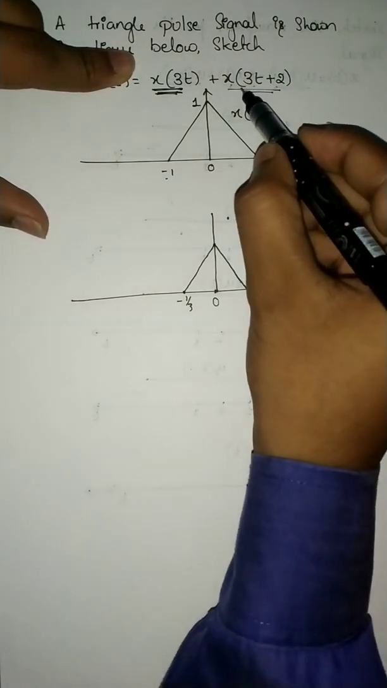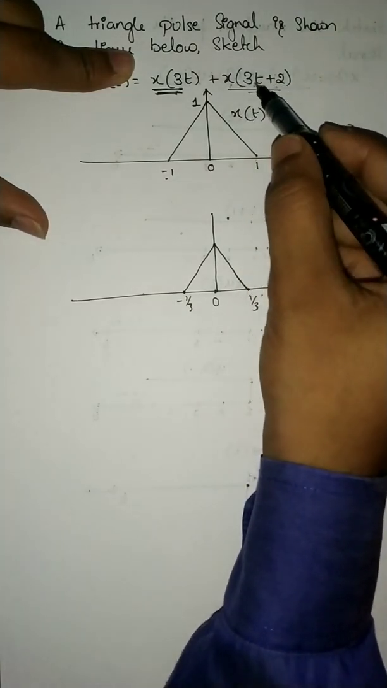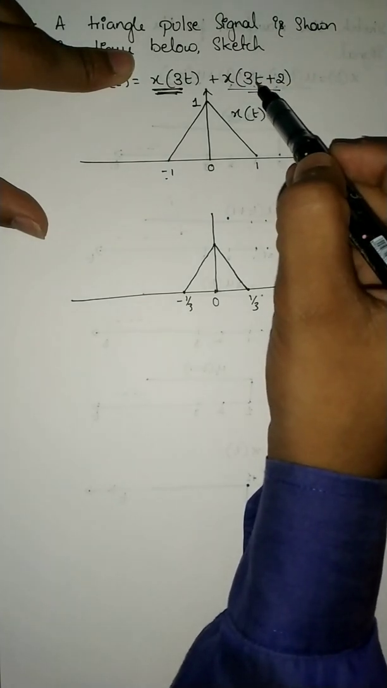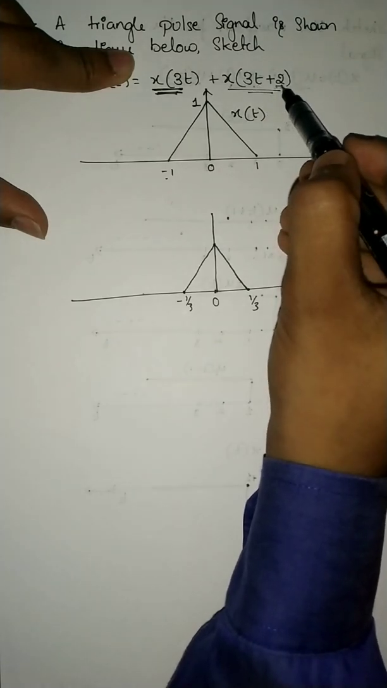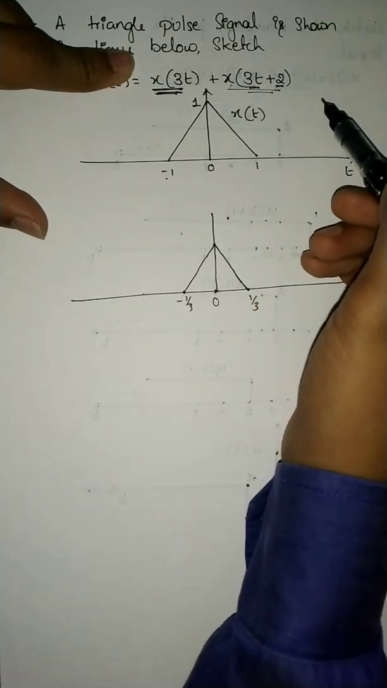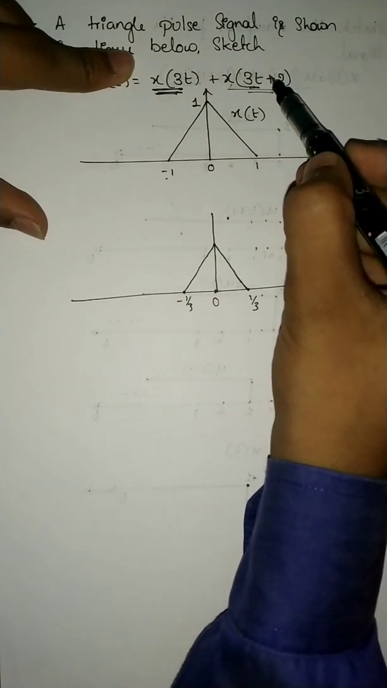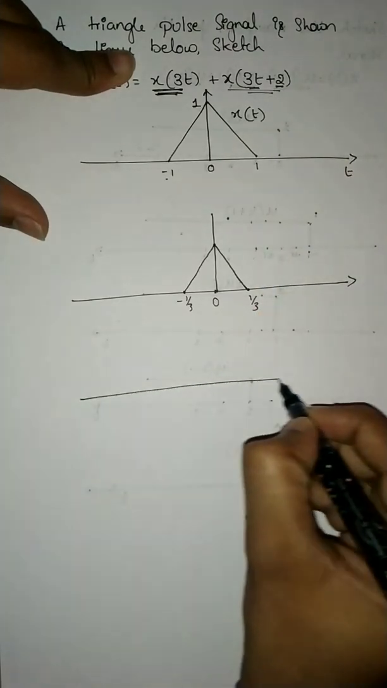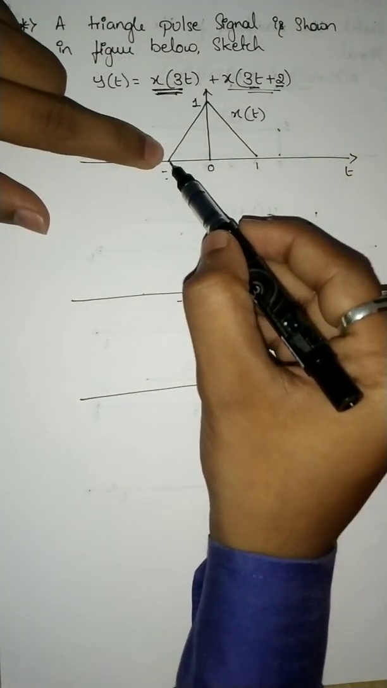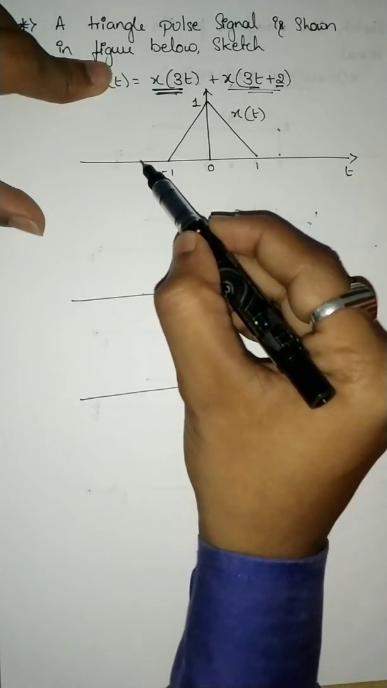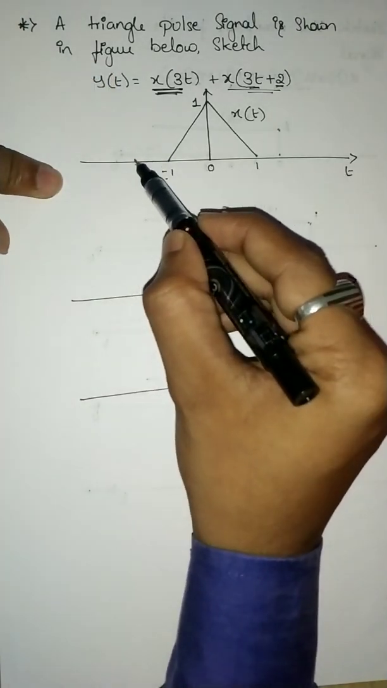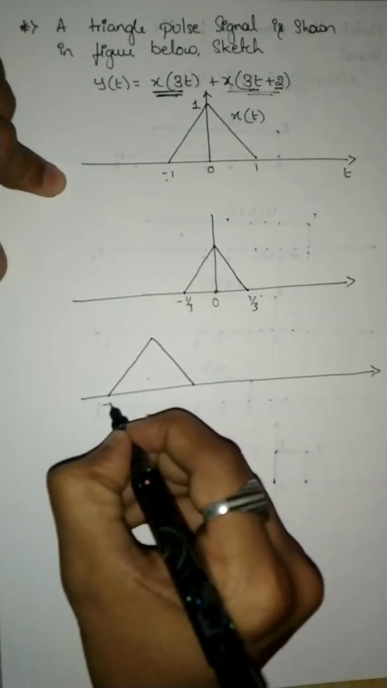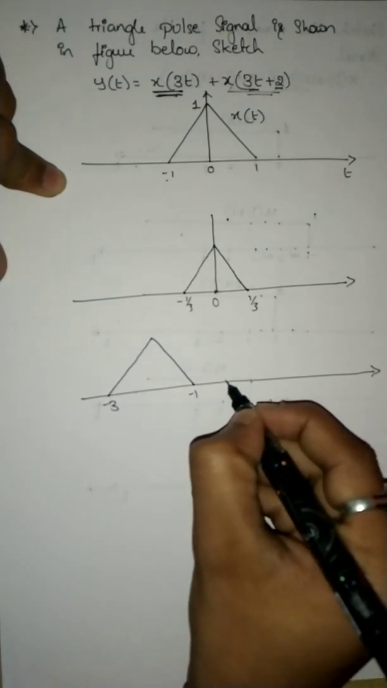Now we need to perform the second signal, x of 3t plus 2. As I said, here we are having both time shifting as well as time scaling. First thing we need to do is time shifting, later we need to go for time scaling. For time shifting, since we are having plus 2, the signal is advanced by 2 units. Previously it used to start at minus 1. Now, minus 1, minus 2, minus 3, the signal starts at minus 3 and ends at minus 1.